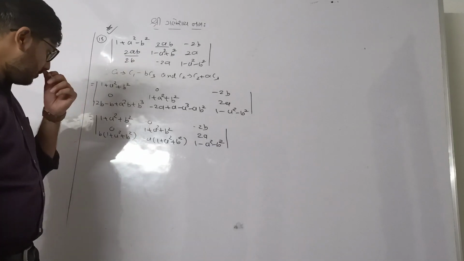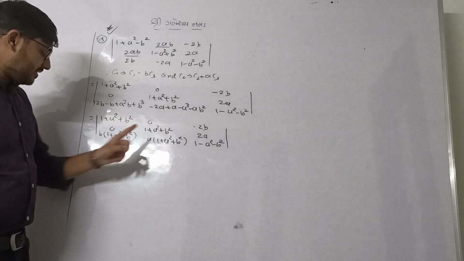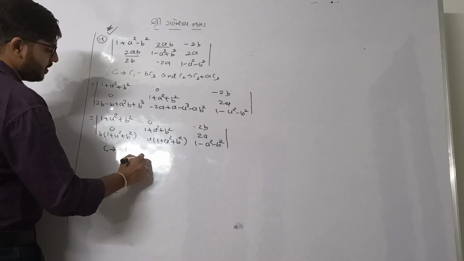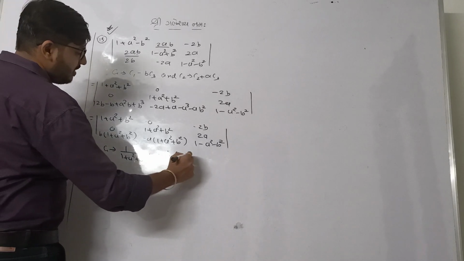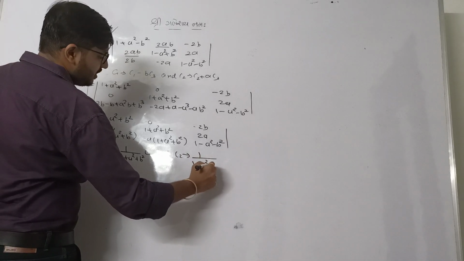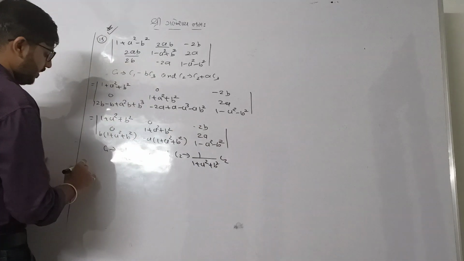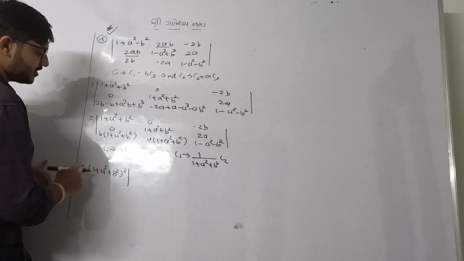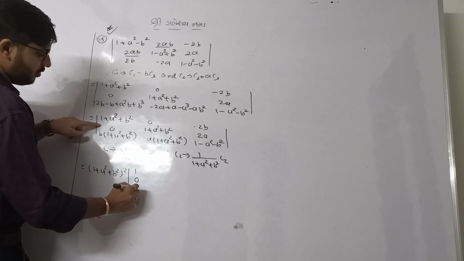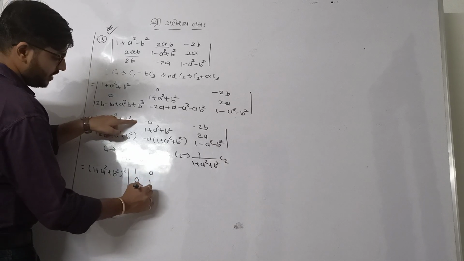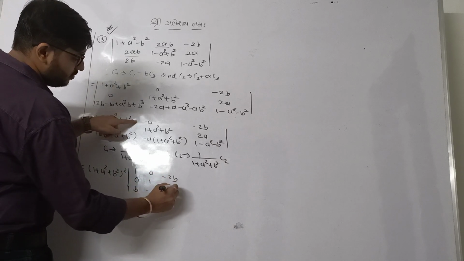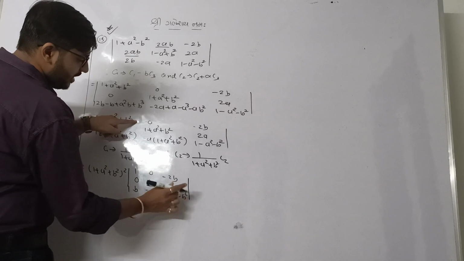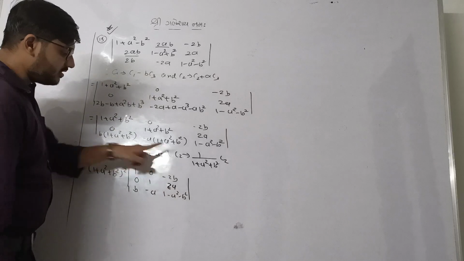Right? Now just check the first column and second column. C1 will be divided by 1 plus a square plus b square, and C2 will also be divided by 1 plus a square plus b square. As I divided by 1 plus a square plus b square 2 times, I have to multiply its square also. Now here 1 0 b, 0 1 minus a, minus 2b 2a, and 1 minus a square minus b square. Now if you want to give the expansion in this, then it is okay.